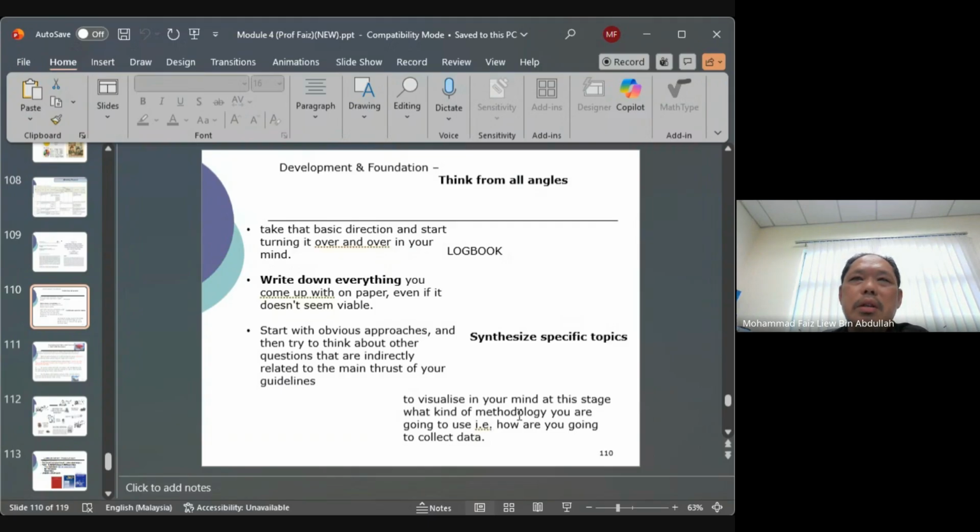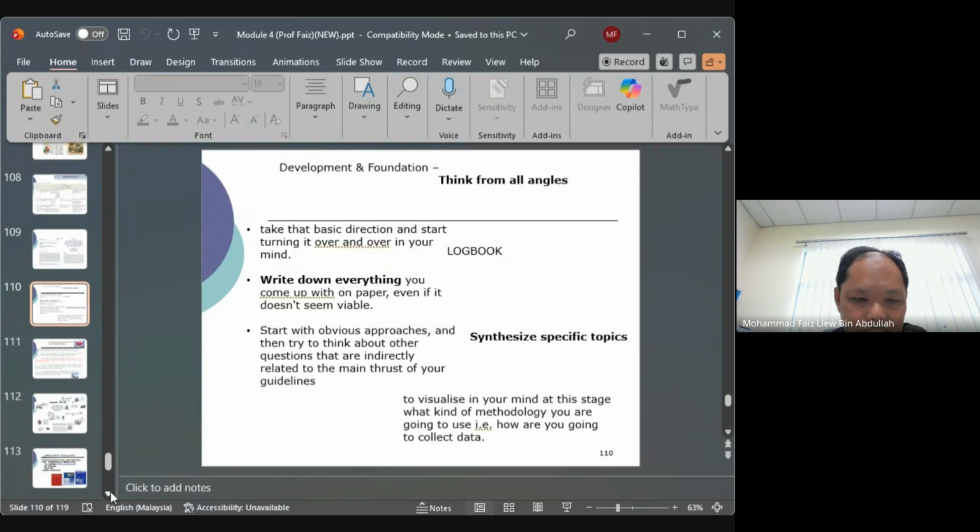Some supervisors ask us to do something, but the equipment is not there, it's not ready. So you have to avoid that. Otherwise, it will drag you longer and longer doing your PhD. So make sure all the things are available around.